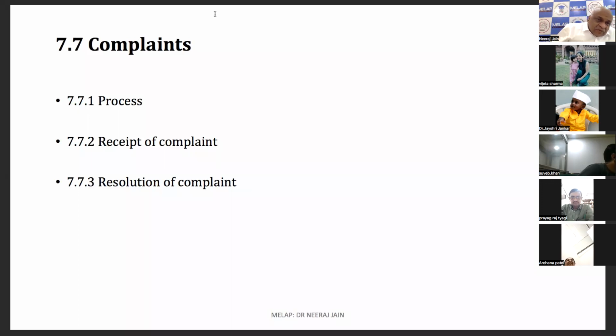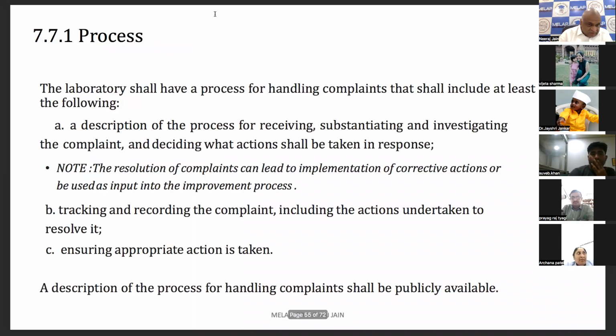Previously, feedback was also included in the complaint. Now they have kept feedback separate under clause 5.6.2. In the complaint, they are saying you shall have a process. You shall have documentation of receiving complaints. You shall have some system for how you are resolving complaints. So all these things you are documenting and maintaining records of complaints, and the complaint handling system shall be available on public display, maybe on your website or maybe in your lab. A description of the process for handling complaints shall be publicly available.